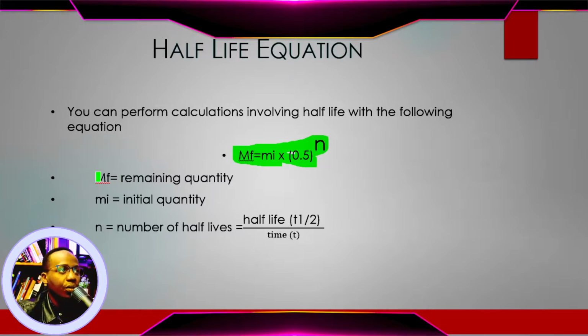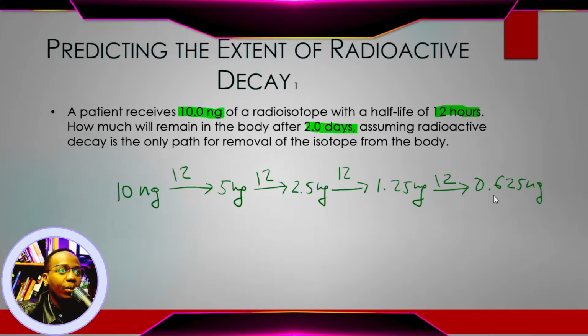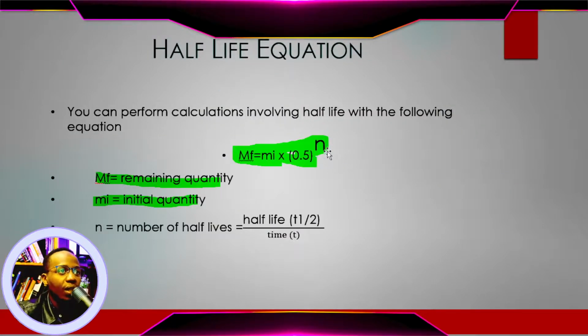So to find the remaining quantity, you're going to start with the initial quantity times 0.5 to the number of half-lives. All right. So this is a formula that shortcuts what we just did here. So for example, here, 2 days has 1, 2, 3, 4 half-lives. So you have 4 half-lives here. So n will be 4.